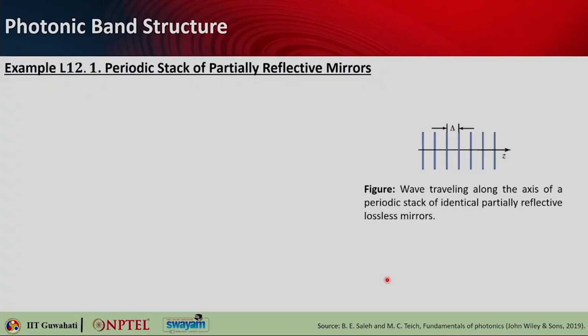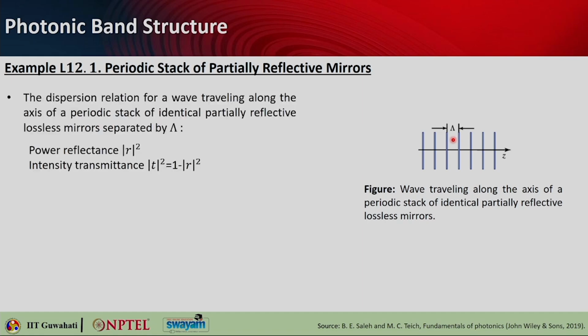Now, let us look into the calculation of photonic band structure by taking an example of a periodic stack of partially reflective mirrors. Here is a periodic stack of partially reflective mirrors, and the wave travelling along the axis of the periodic stack is in the direction of z. What is the period here? Capital lambda. Now, let us see how we actually characterize this.